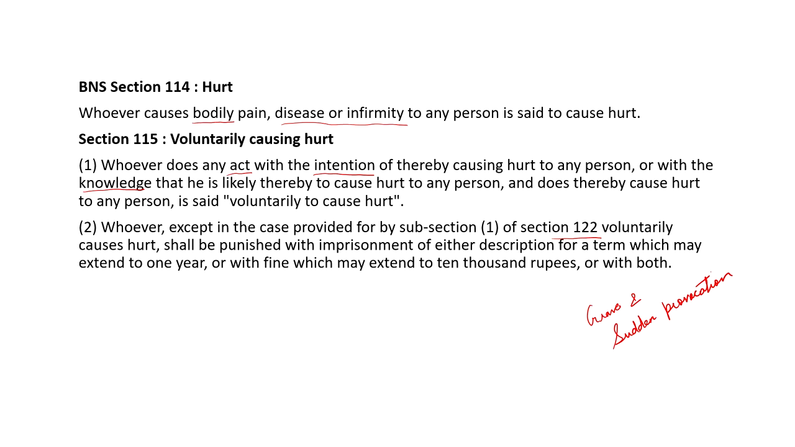Clause 2 says, whoever, except in the case provided for subsection 1 of section 122, voluntarily causes hurt, shall be punished with imprisonment of either description for a term which may extend to 1 year, or with fine which may extend to 10,000 rupees, or with both. So you see, it could be mere imprisonment, it could be mere fine, or if the court feels, it could be both. But if the cause of hurt was a grave and sudden provocation which came to you from the other person, then in such cases, the liability would be mitigated. That is provided under clause 1 of section 122.